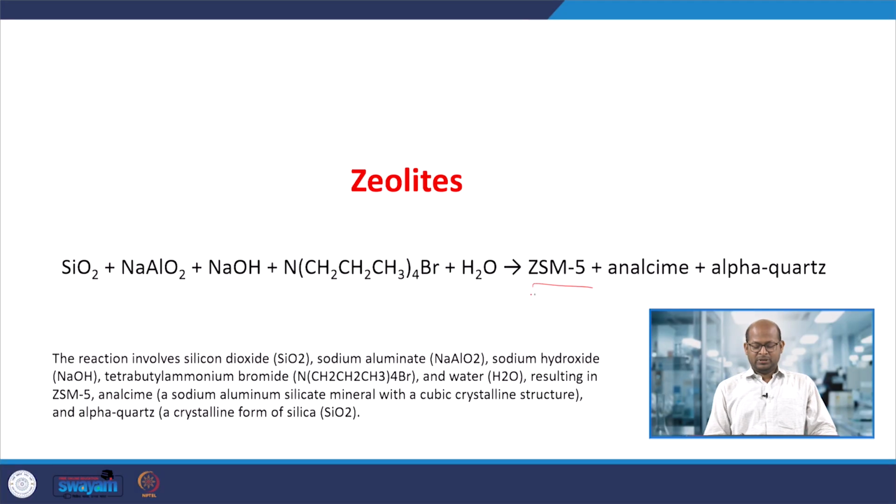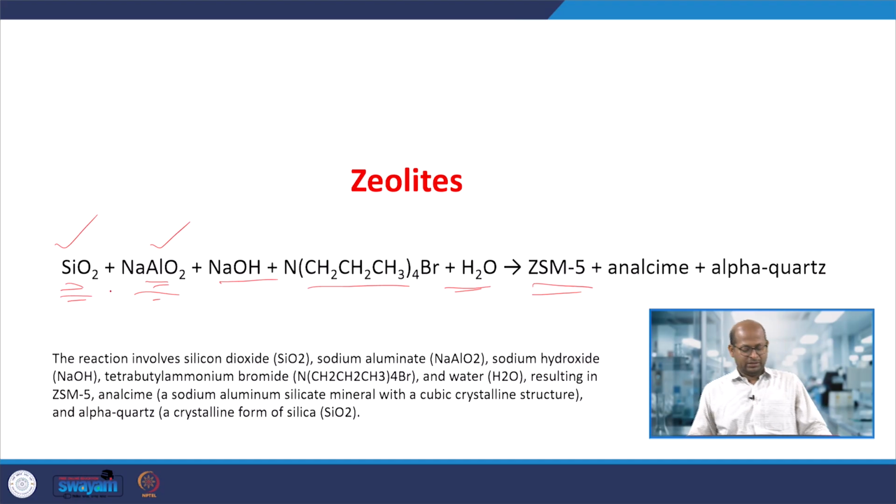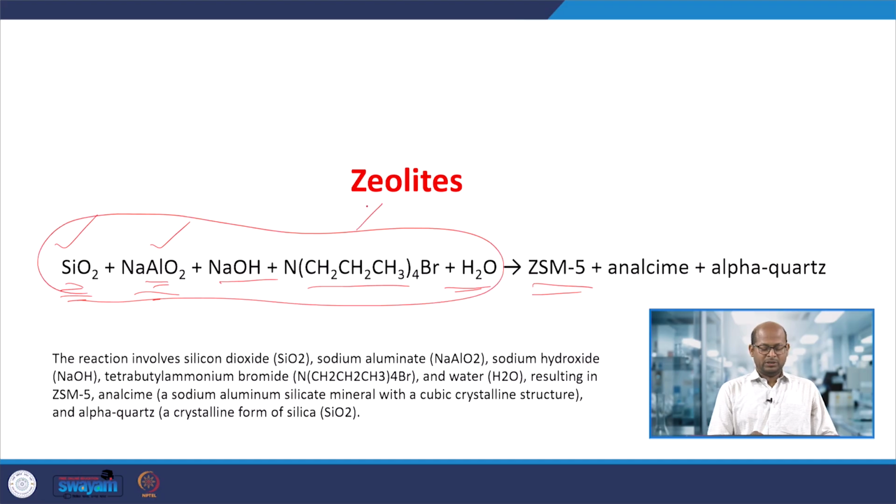Zeolites are basically represented in terms of ZSM5. These materials consist mainly of silica and alumina, which are the structural elements present. Apart from that, some other metals may also be present depending upon the preparation, and different metal ions can be used. Sodium hydroxide, tetrabutylammonium bromide, and water are the reactants, and sodium aluminate and silicon dioxide are the starting materials that can be used to prepare zeolite materials.